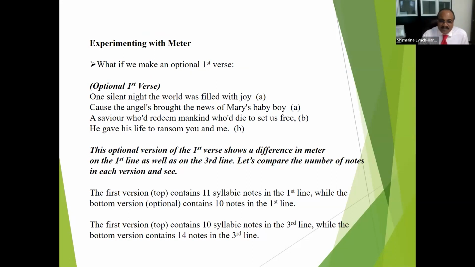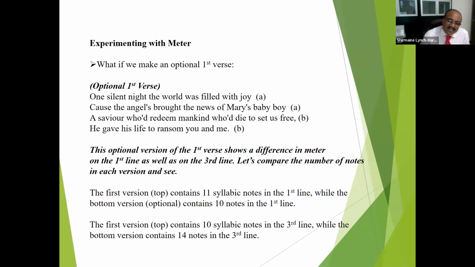Now you can play with your verses. You can adjust them, modify them up or down, depending on your liking. But at the end of the day, there must be something that the audience must also like. So listen to this verse now.